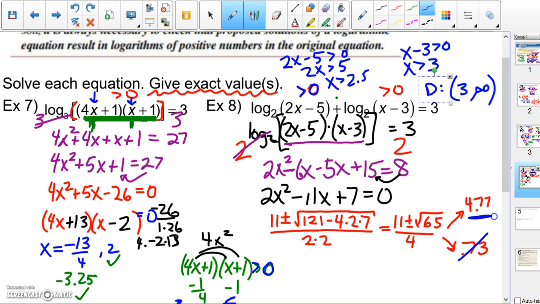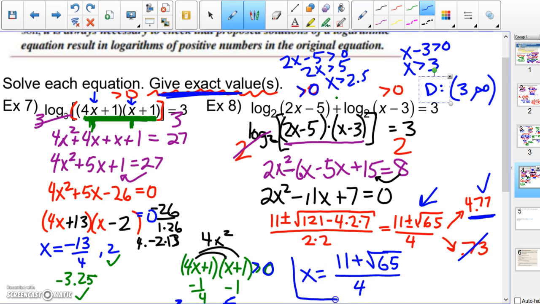But this number is going to work. 4.77 is in the domain because it's bigger than 3. So that is going to be a valid answer. Now don't forget, you have to give the exact answer. The one that worked was when we added the square root of 65. And so the one and only solution that works, x equals 11 plus square root of 65 over 4. If we were allowed to approximate, we'd say 4.77.